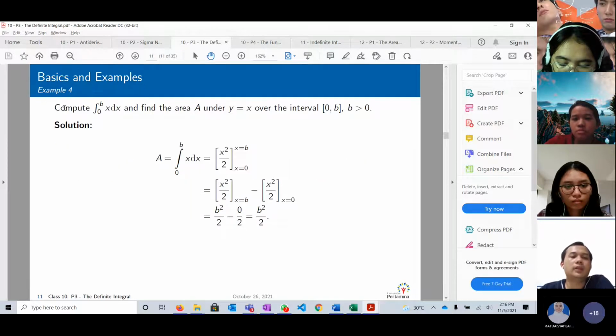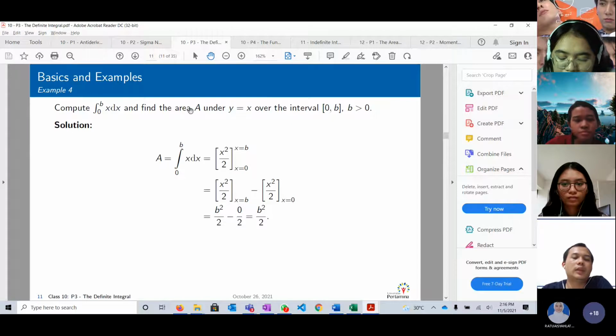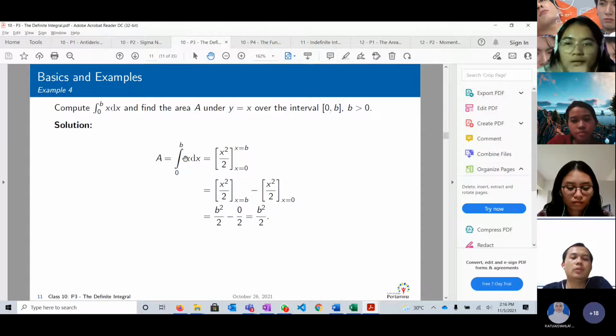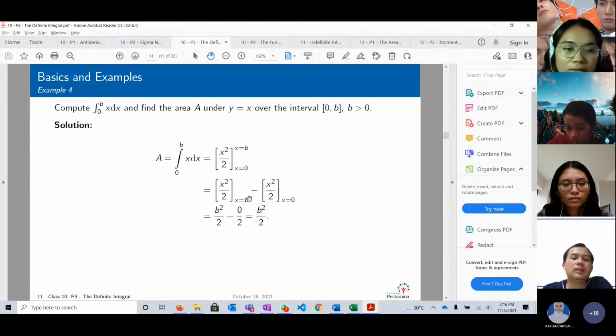So, for example, we want to find the area under y equals x over the interval from 0 to b. We can find the area from the integral from 0 to b of x dx. Since we know that from 0 to b, x is always non-negative, we don't need to put anything there. We can just integrate it and compute the solution. We have that the area is b squared over 2.